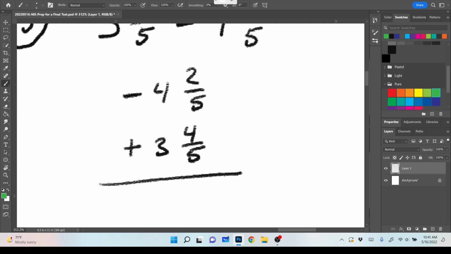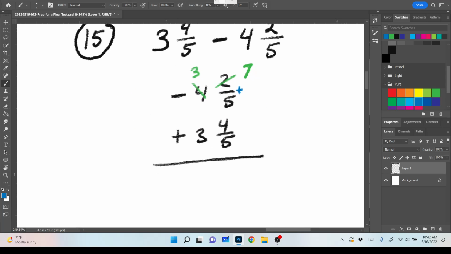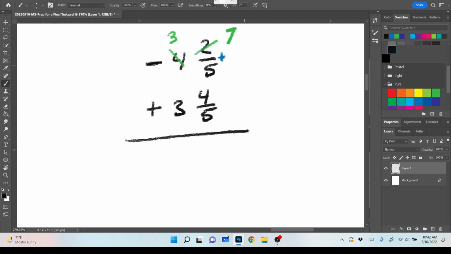Cross out the 4 and turn it into a 3. Yes, correct. Then cross out 2 and turn it into a 7. And how did we get 7 instead of like 3? Well, it does if you're thinking about typical normal subtraction. We got 7, remember, because we added these two up. That's how we got that number. Because it's not 3, it's 7. Okay, so now 7 minus 4 is what?